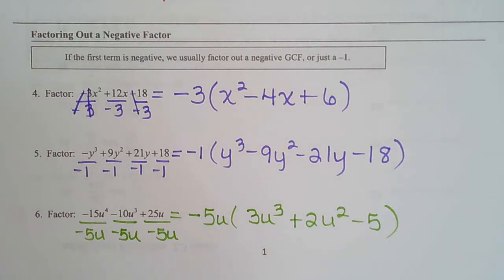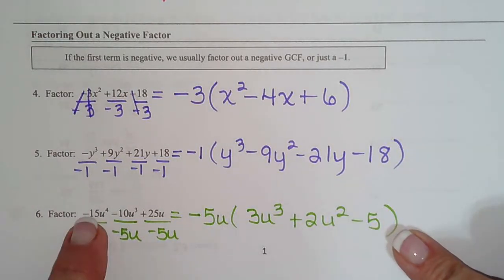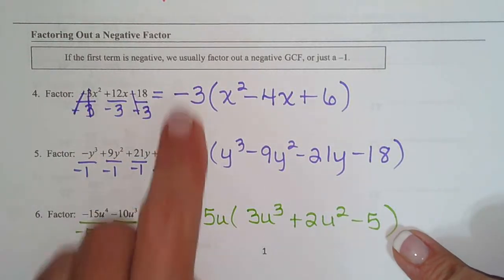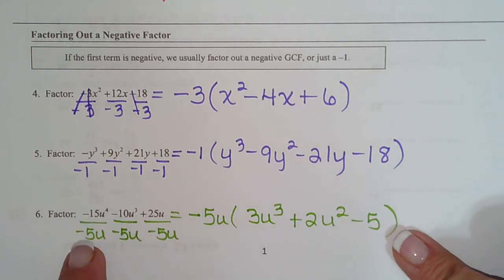We just finished page 1 of 4.5, and I just wanted to make sure everybody got this. So we picked a negative GCF because the leading term was negative, and we learned that you can't leave your leading term negative. You want your polynomial to have a positive leading coefficient. And we saw 5 was common, and we learned that you always pick the smallest exponent, so that's why we picked u to the first.